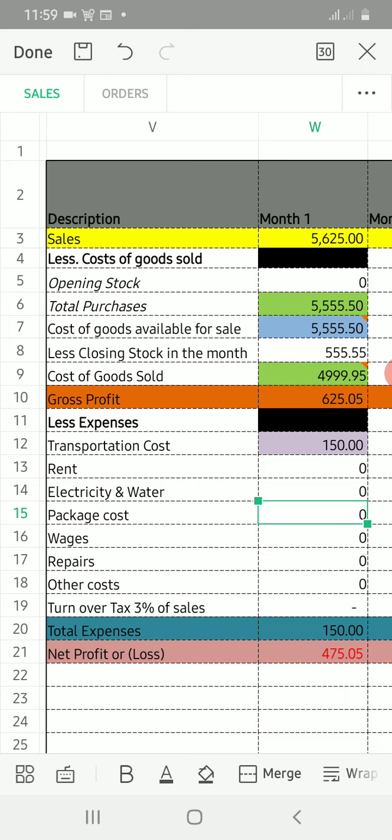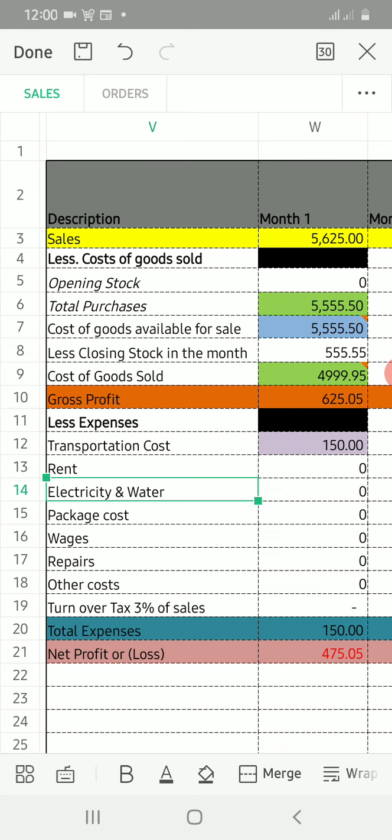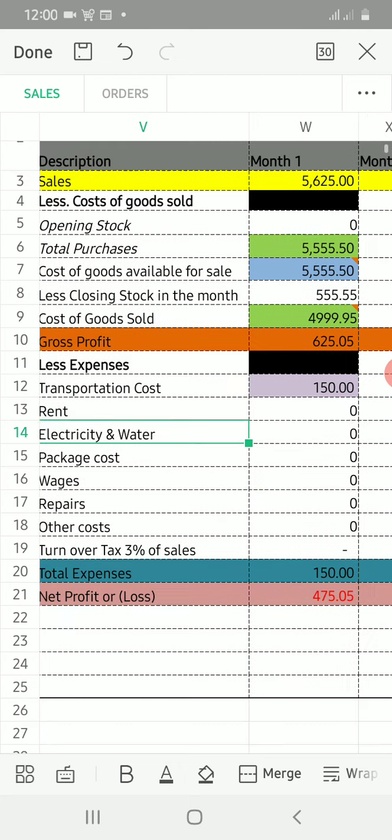Okay, now let's go to the next, which is now the gross profit, the cost of goods sold. And the cost of goods sold in this case, we have already found out that it is 4,999.95. That is roughly 5,000, but I don't want to assume that.